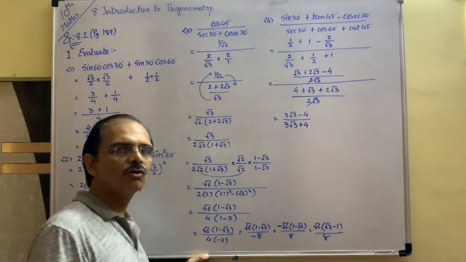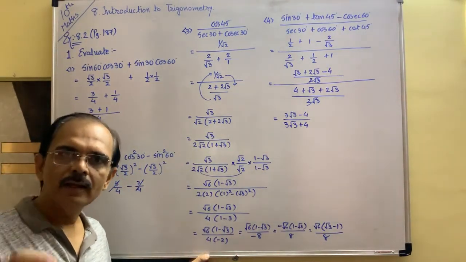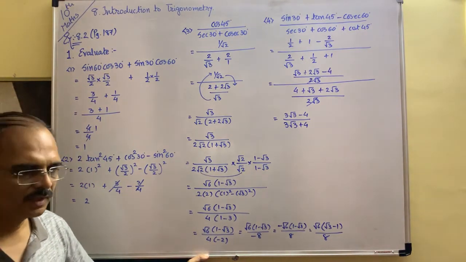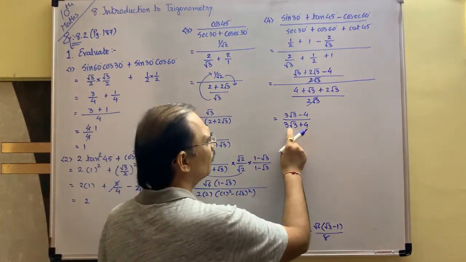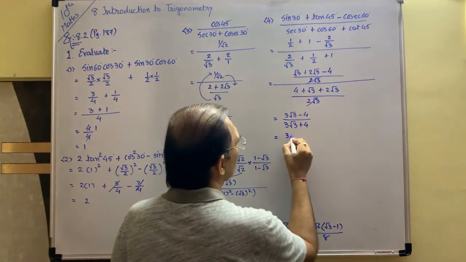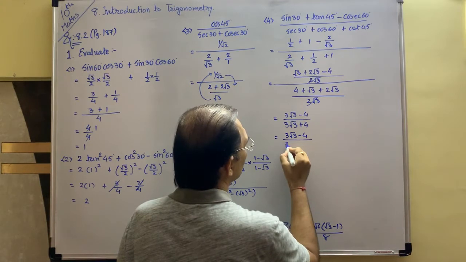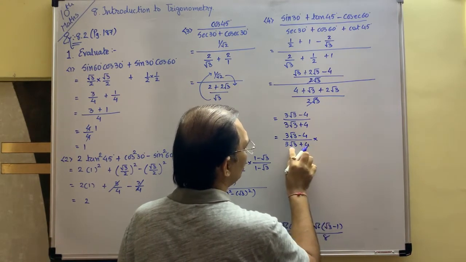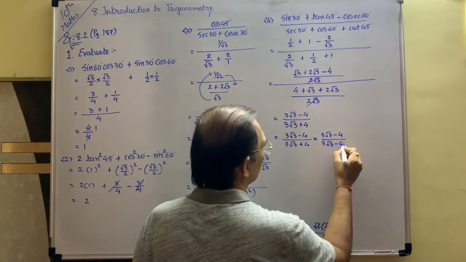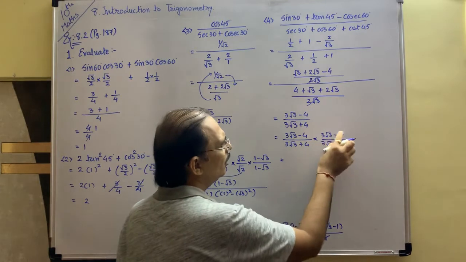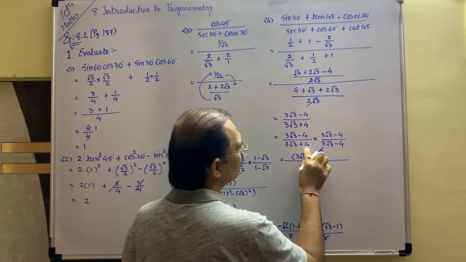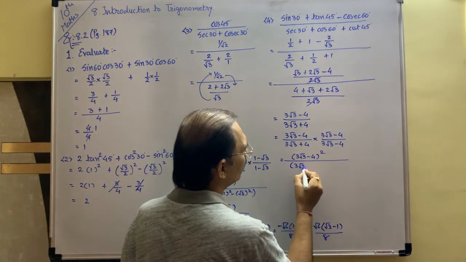And the maths rule is what? You must not keep an irrational number in the denominator, so you have to multiply by its rationalizing factor. See the denominator: it is of the form a plus b, so multiply by a minus b. So 3 root 3 minus 4 upon 3 root 3 plus 4, multiplied by a minus b upon a minus b. This is a minus b the whole square upon a plus b into a minus b, that is a square minus b square.